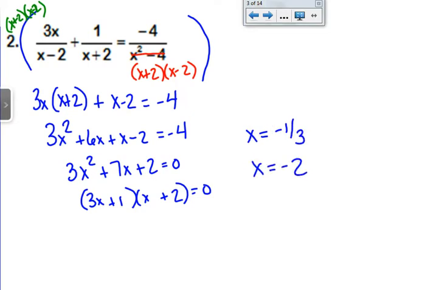Unfortunately, we are not finished. If you notice, up in the original problem, we have denominators. Now look what would happen if you plug in a negative 2 into, say, this denominator right here.